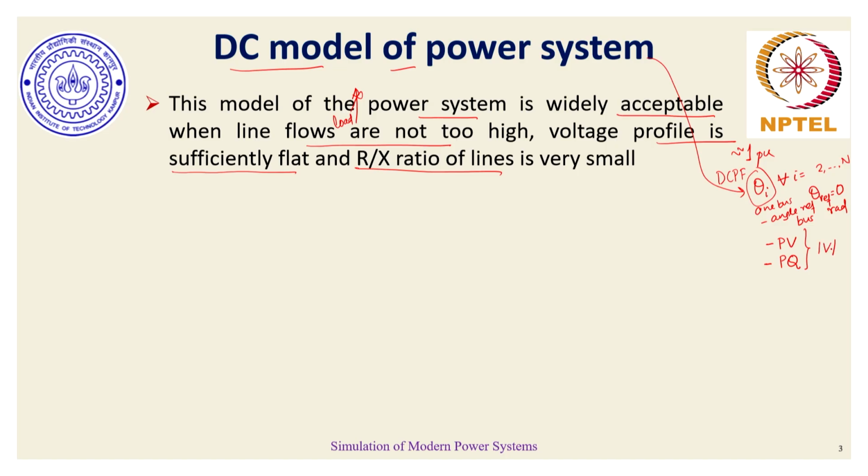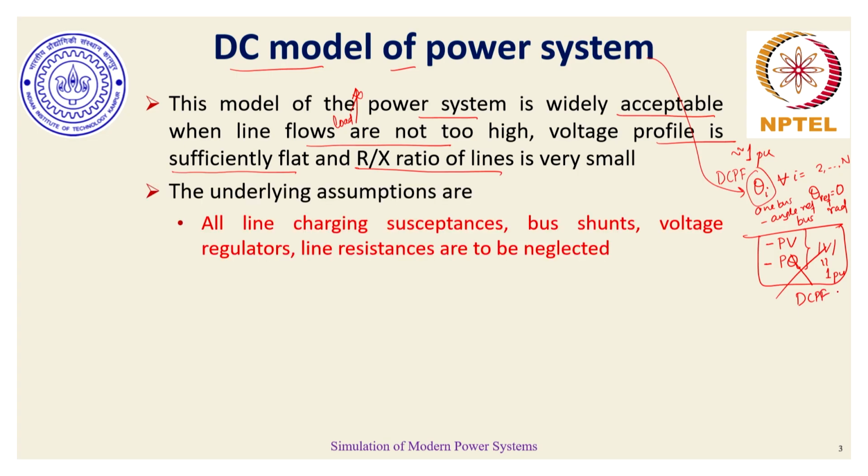The DC model of the power network assumes that voltage magnitudes are close to 1 per unit, which is true for lightly loaded systems, and hence in DC power flow we will never require the information of PV or PQ buses.